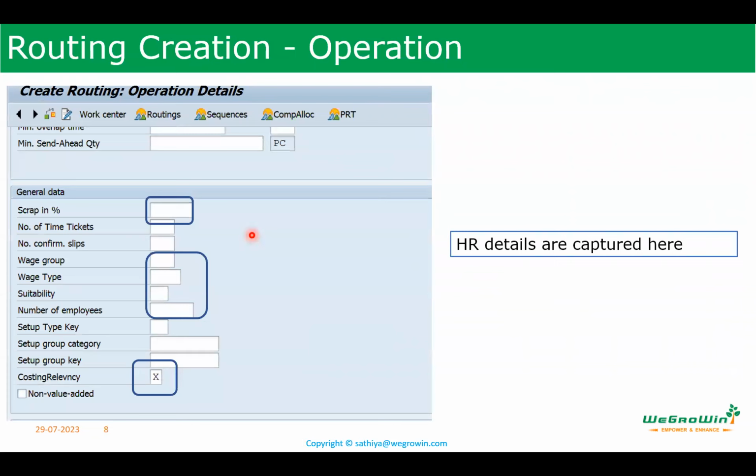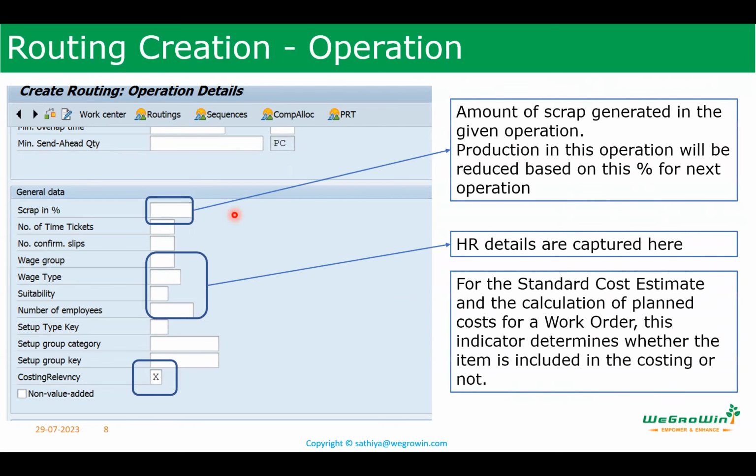And again, in the operations, there is a scrap. Please see here, there is an operation scrap: the amount of scrap generated in the given operation. Production in this operation will be reduced based on this percentage of the next operation. So this is like an assembly scrap. Again, I ask you to fill in some details here and practice it. Maybe you put some 5% here and see what the impact is.